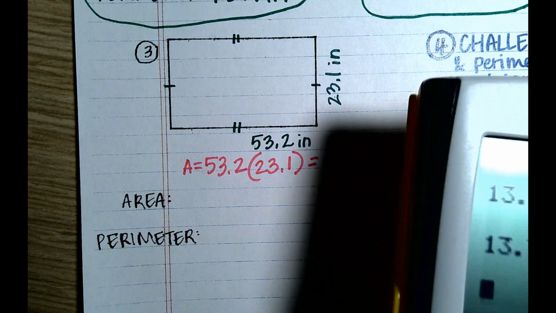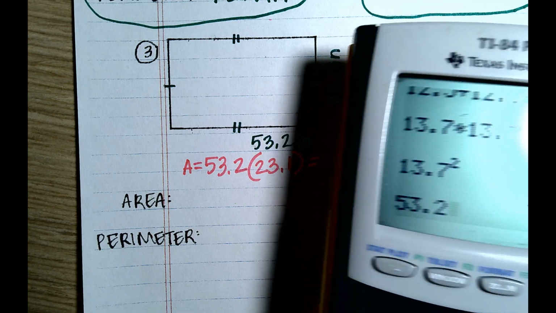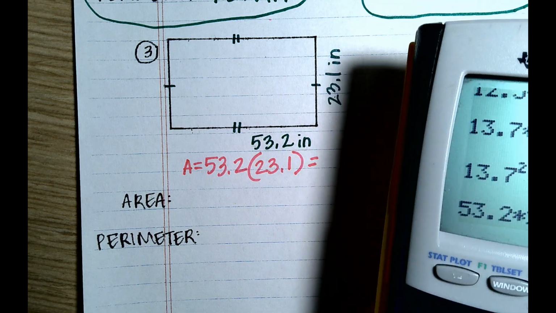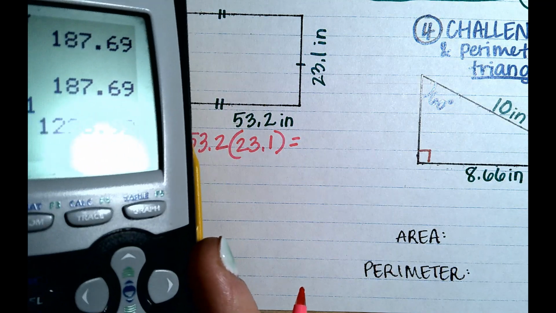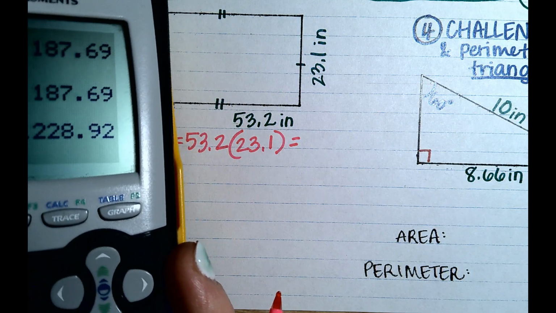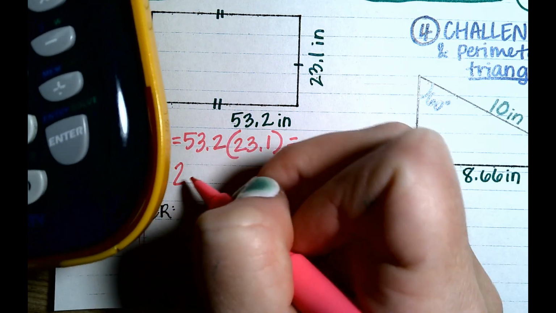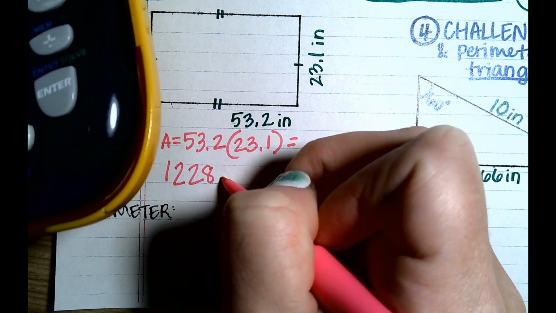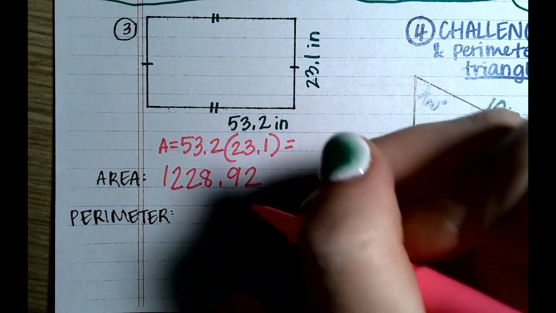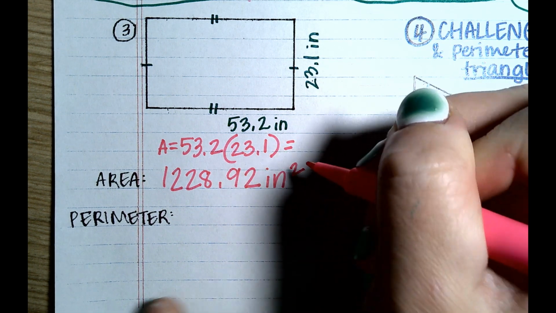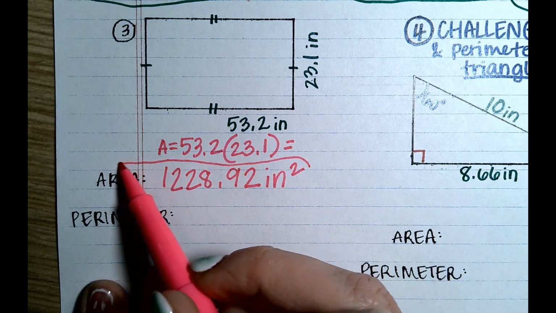1,228.92 inches squared. Woo! I'm going to have to type that one in. That's a lot of numbers. 53.2 times 23.1. And we do get that very large. Let's see. 1,228.92. So let me write that in. 1,228.92 inches squared. Good. Okay. Everybody get that one?